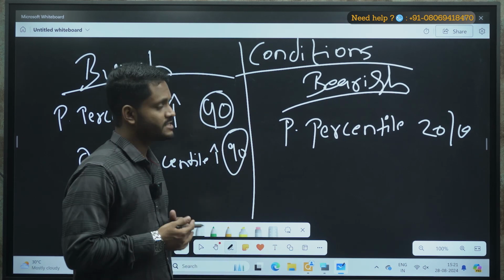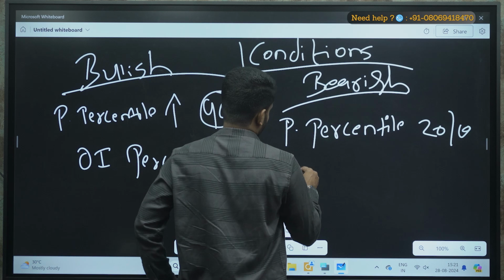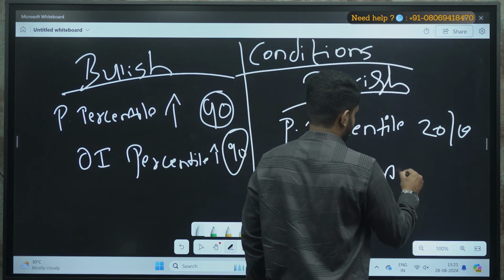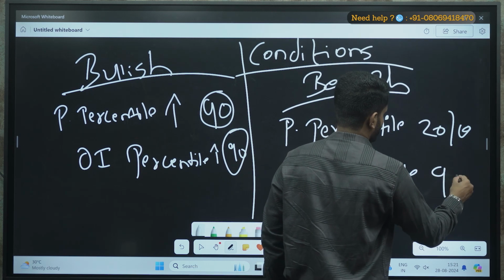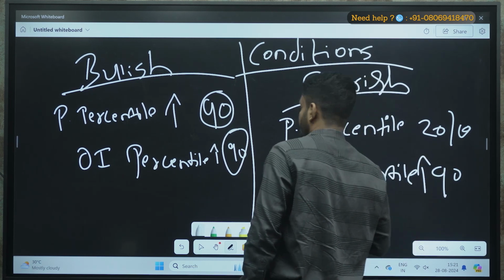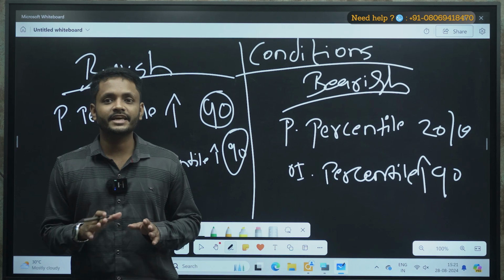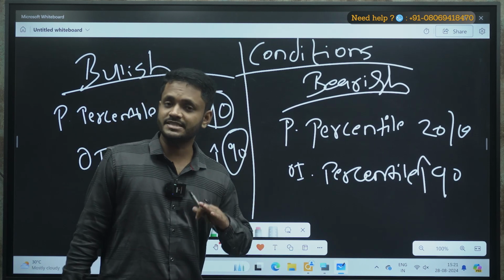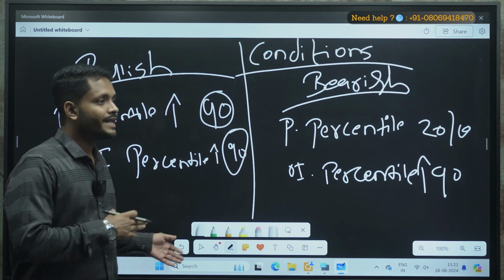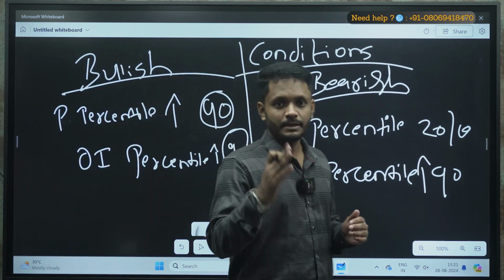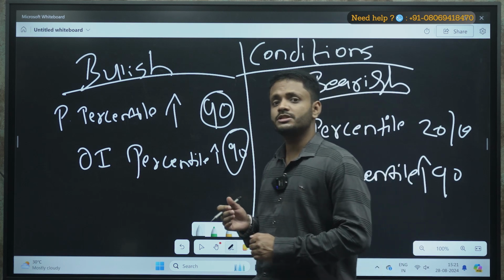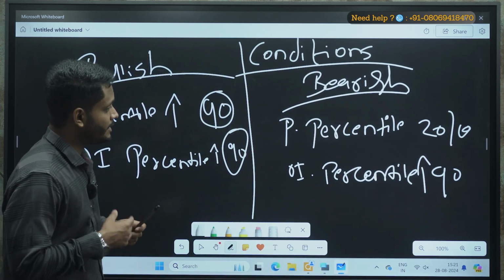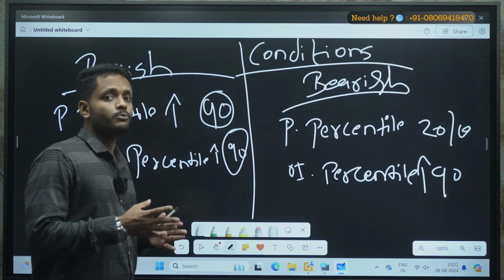Say, for example, if the price percentile is below 20, then the OI percentile should be above 90. There is no compromise in participation, be it a bullish trade or a bearish trade. The participation is a must. If you want to take the price higher and higher, participation is still required. If you want to push the price on the downside, participation is still needed. Correct? So any one person cannot move the price.